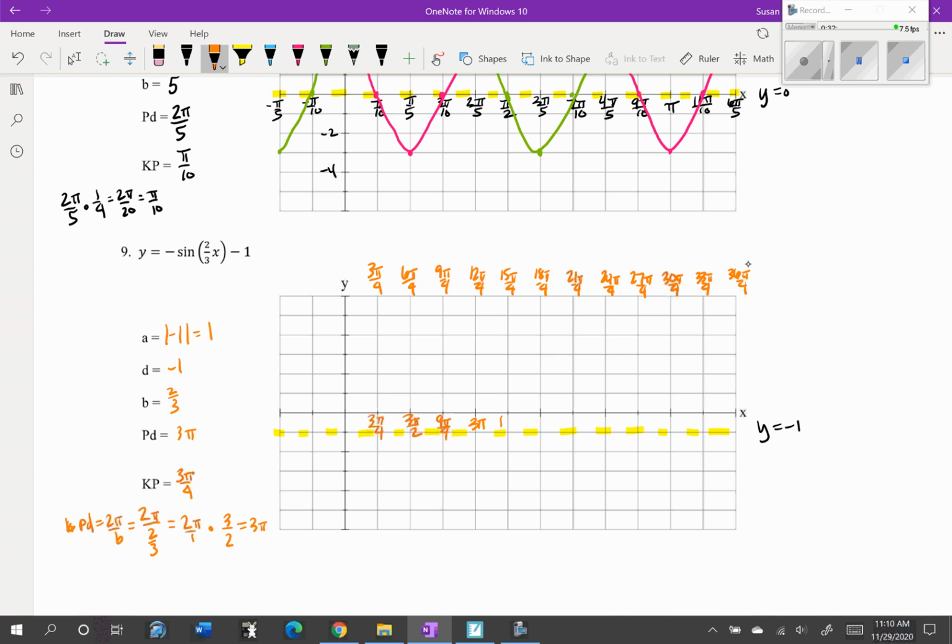And then 15 pi over 4, 18 pi over 4 is 9 pi over 2, 21 pi over 4, 6 pi, and 27 pi over 4, 15 pi over 2, 33 pi over 4, and 9 pi.